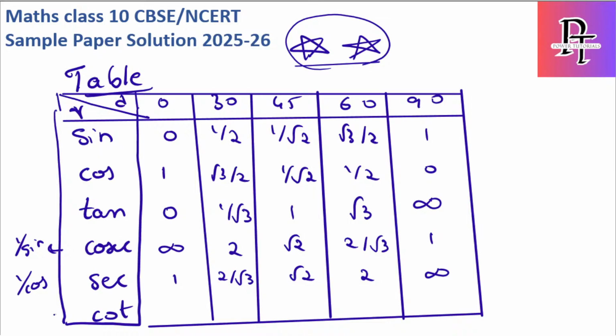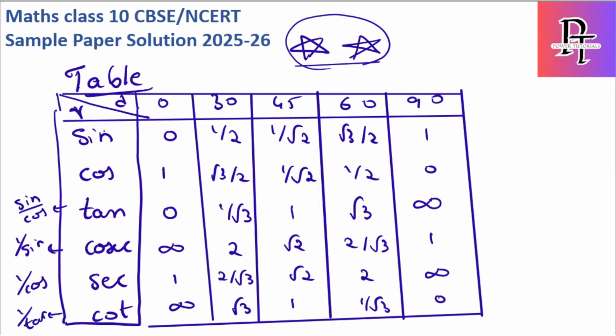Cot is nothing but 1 by tan here, and for tan, as I told you, it is sine by cos. So for cot, if you remember tan, just write the opposite: 0, root 3, 1, 1 by root 3, and this is 0. So for tan and cot it will be two cases, 1 by tan is cot and the reverse is also cot, which is tan of 90 minus theta is also cot.